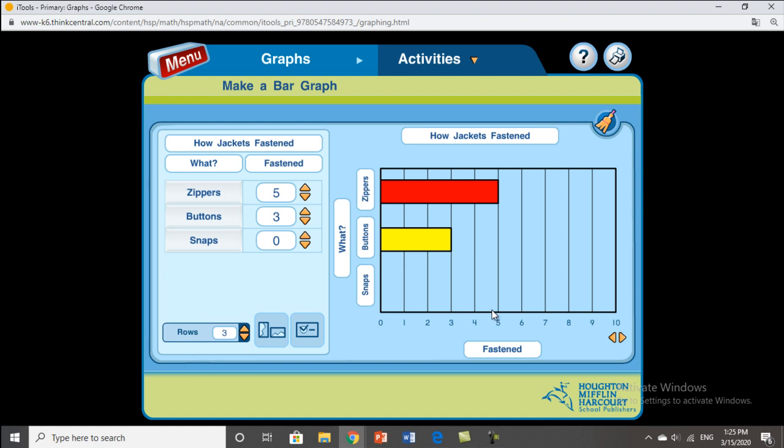Well, I'm going to the 5 first. And then I want 2 fewer than 5. So I'm going to jump backwards. 1, 2. Only 2 fewer. So I'm going to jump here. What number did I stop at? 3. Excellent. So how many jackets are fastened with snaps? 1, 2, 3. That's it. So this is the new shape of our bar graph.